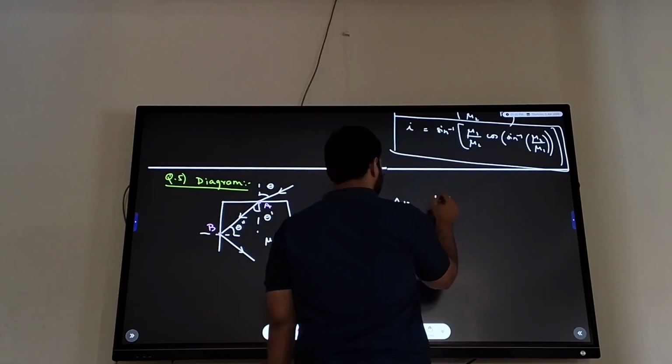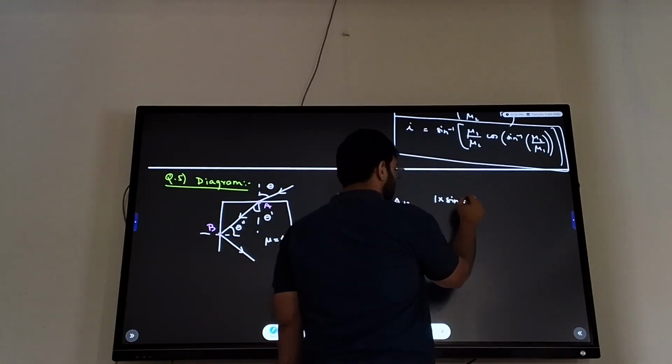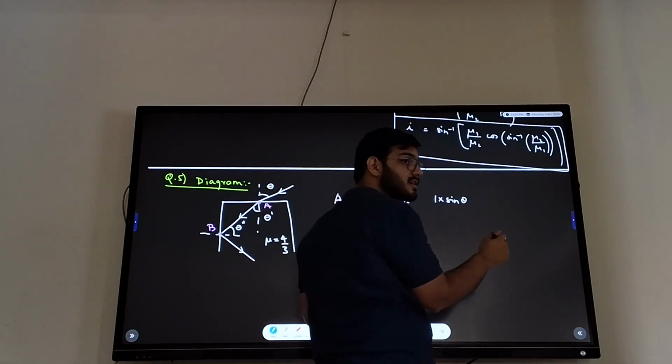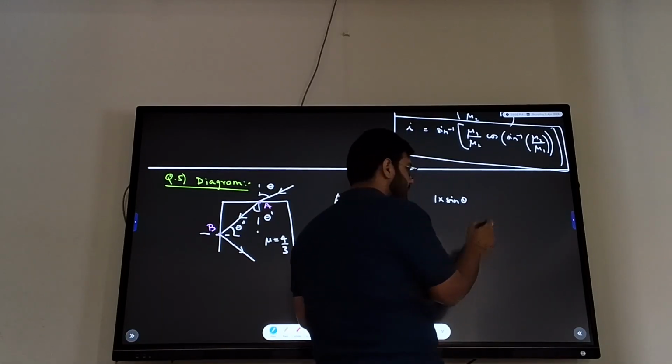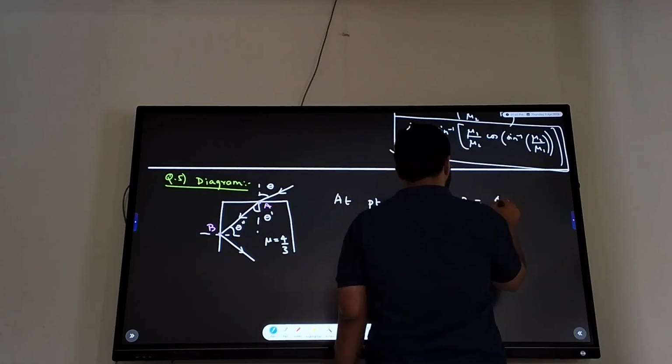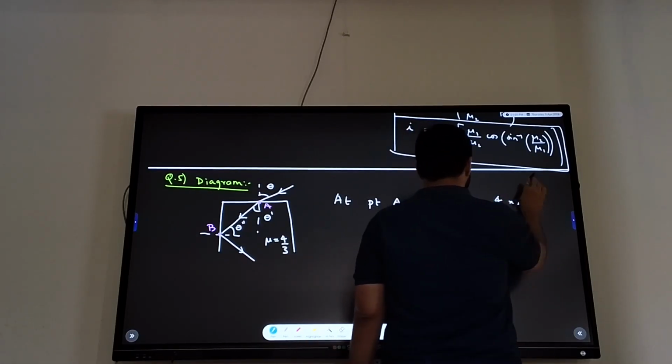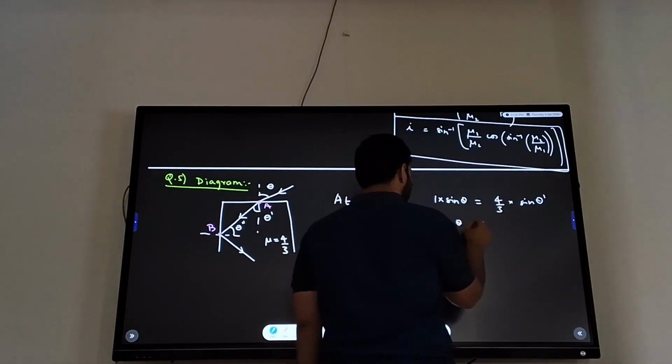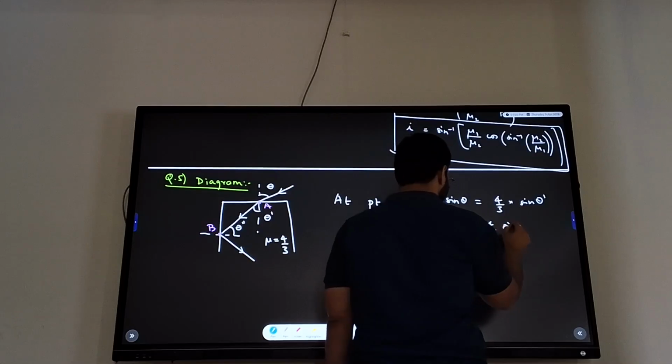At point A, we apply Snell's law, and what do you get? So it's something like 1 into sine theta. Now what are you saying? We can first apply TIR and then. Hi, it's okay. Let me do it my way. Hopefully it will give the same answer. So 4 by 3 sine theta dash. Yes. So sine theta is equal to 4 by 3 sine theta dash.